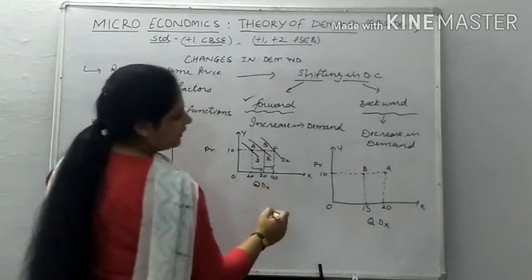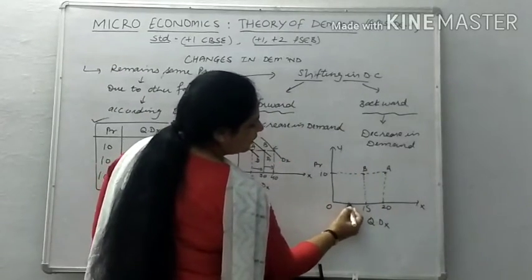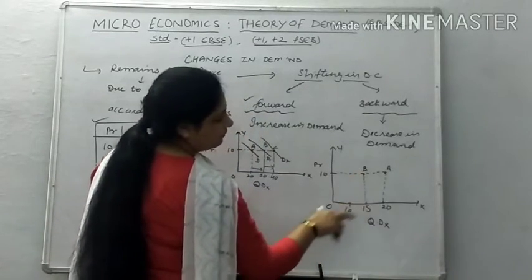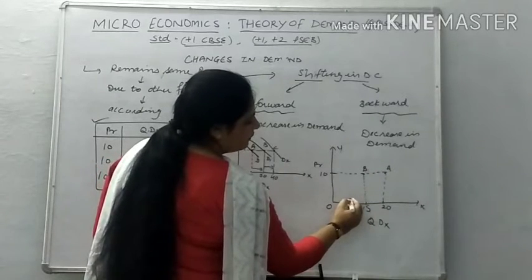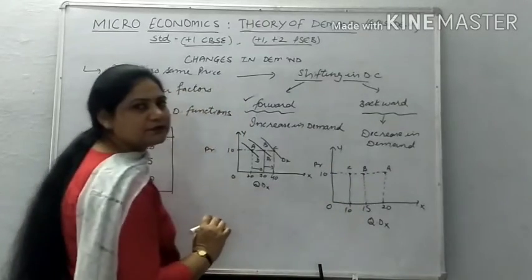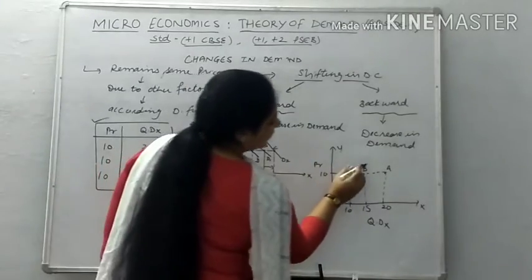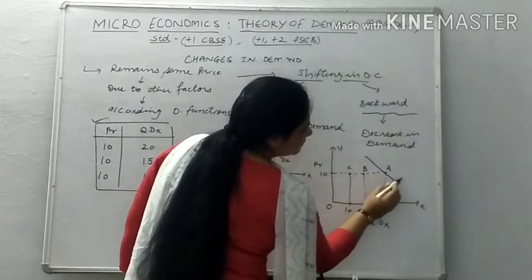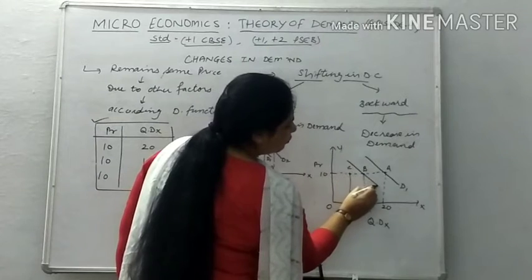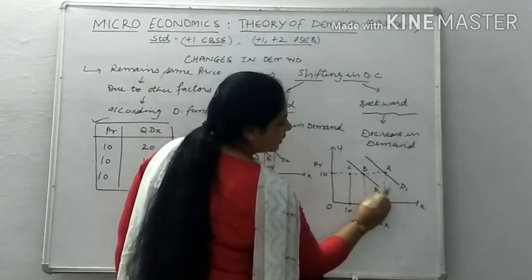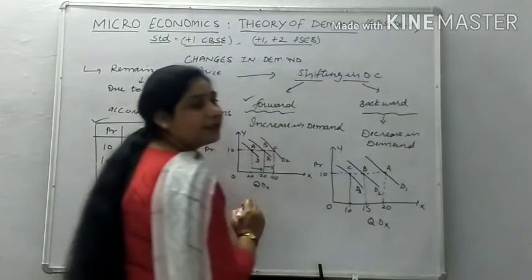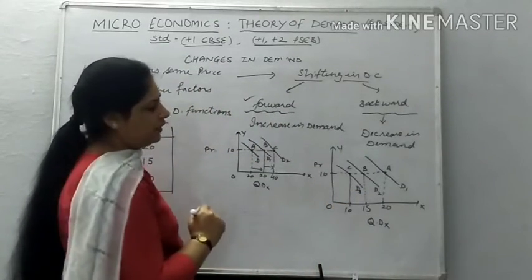Intersecting point, and then at the same price consumer decreases quantity from 15 units to 10 units, and this is again an intersecting point. Students, now I am going to take demand curves. This is suppose demand curve 1, and here through point B I am taking demand curve 2, and through point C I am taking demand curve 3.